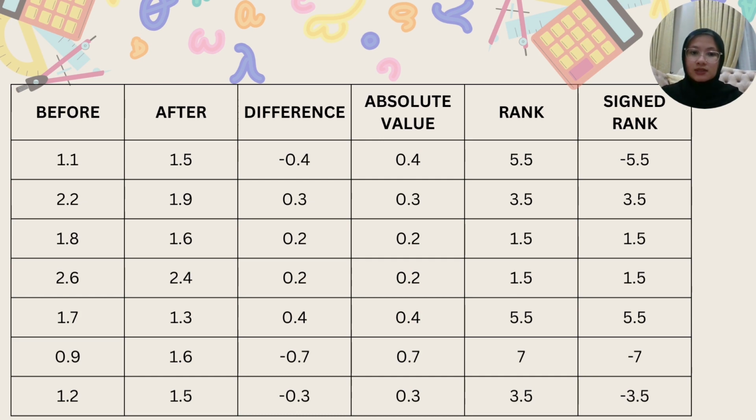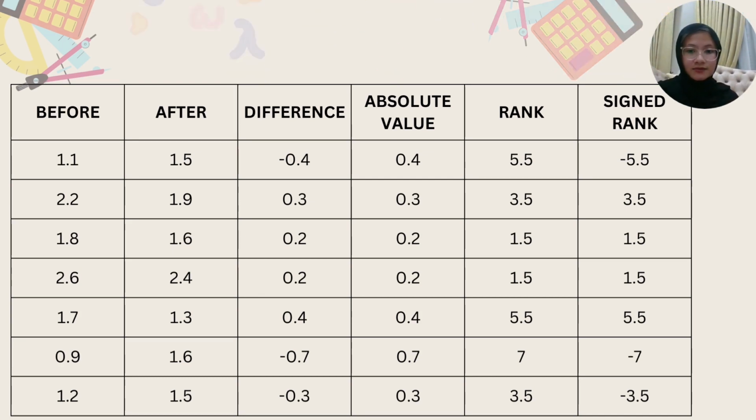Next for the signed rank, the sign we can see from the difference. So if the sign in the difference is negative, then the signed rank will also be negative. So 5.5 will become negative 5.5. Next 3.5, positive 3.5, positive 1.5, positive 1.5, positive 5.5, negative 7 and negative 3.5.